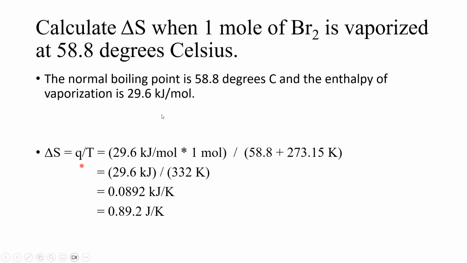And for this one, Q itself is going to be the heat of vaporization. So that's just going to be Q is equal to n times delta H vaporization. So we've got the heat of vaporization as 29.6 kilojoules per mole. And then n is just representing the number of moles, which is just going to be 1 in this case. So with the Q, we don't even really need to show it, but just so you can see why the units are going to cancel: kilojoules per mole times mole. We have mole cancel, we're just left with 29.6 kilojoules.